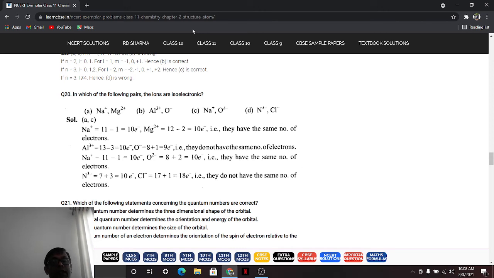Which of the following statements concerning the quantum numbers are correct?